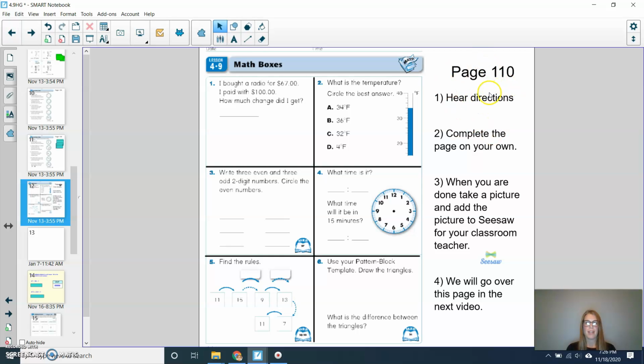So if you can look at page 110, I'll ask that you complete this page on your own and take a picture and add that picture to CSAT from your classroom teacher, and we will go over this page in our next video. So question number 1, I bought a radio for $67. I paid with $100. How much change did I get? For question 2, what is the temperature? Circle the best answer. For question 3, write 3 even and 3 odd 2-digit numbers. So again, make sure that they're 2 digits, and then circle the even numbers.